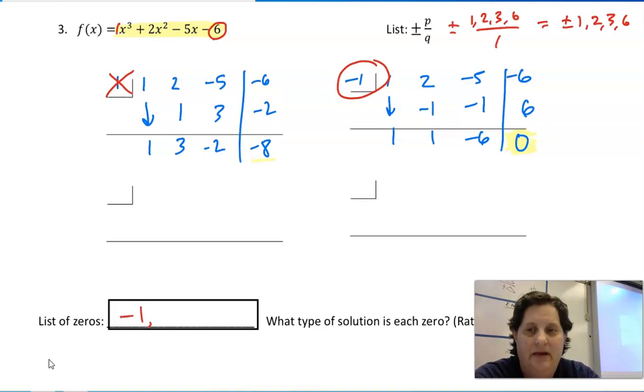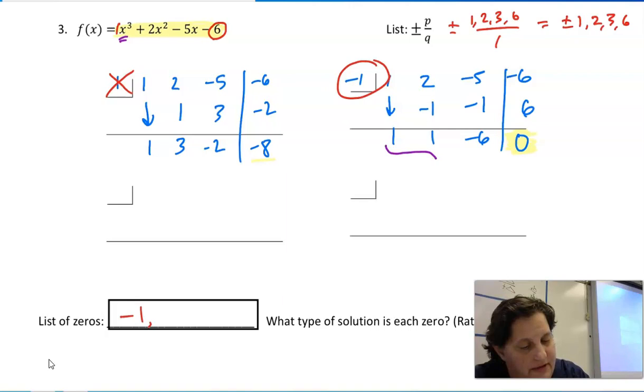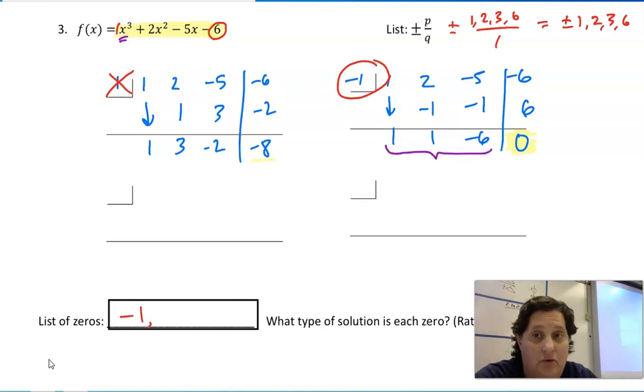All right? Now I need to go through and find my other solutions. I could keep on testing these over and over again, but there's actually a faster way. Okay, guys? This was originally an x to the third. When I find something that works, this is now an x squared. And so I have this equation: x squared plus x minus 6. And I need to solve that equation right there.